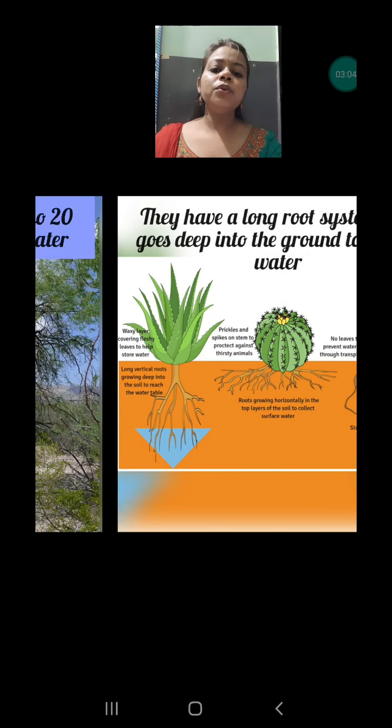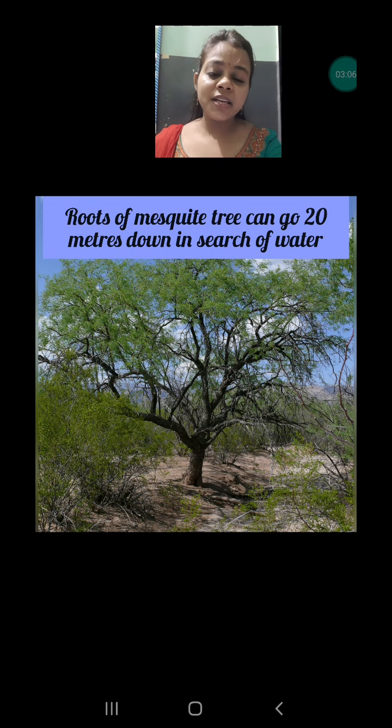Do you know mesquite trees can go 20 meters deep into the ground in search of water? Yes, it is very deep. This is the mesquite tree, and it can go very deep into the ground.